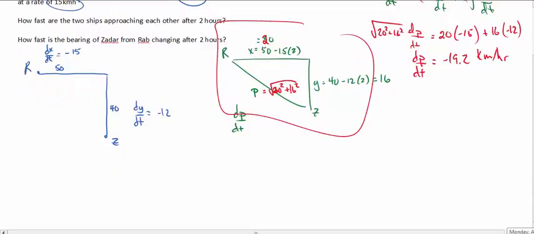All right, so now it says, how fast is the bearing of the Zadar from Rab changing? That means we need to know about this angle. That would be the bearing from the Rab to the Zadar. Bearing would actually be, if this is north, the bearing would be that whole distance, but this 90 degrees stays constant. So we need to know d theta/dt in this picture now.